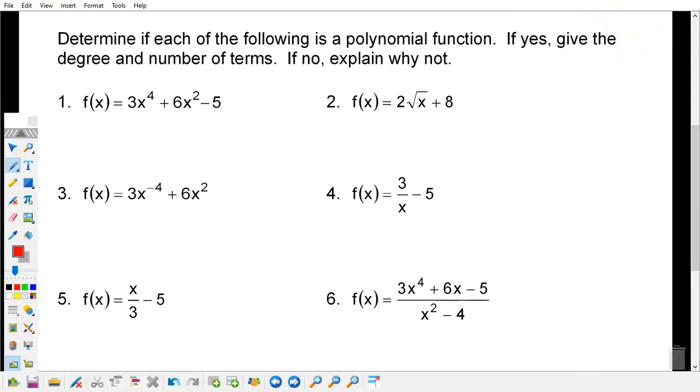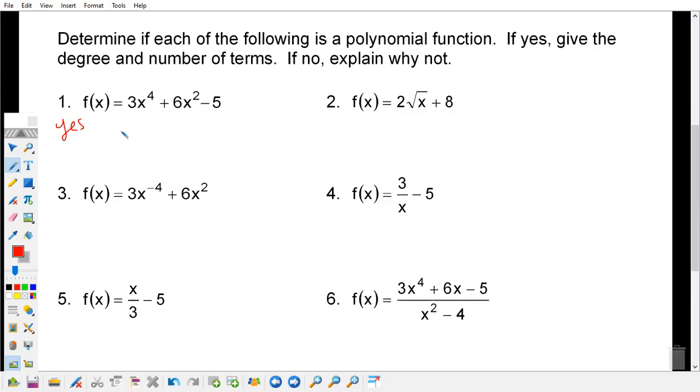All right, number one. Is it a polynomial? Yes, it is. How do I know? All of my exponents are greater than or equal to 0, and I have no irrationals, nothing in the denominator, no square roots, no half powers. So this is a yes. Now we're going to name it. What kind of polynomial is this? It's a fourth degree or a quartic.